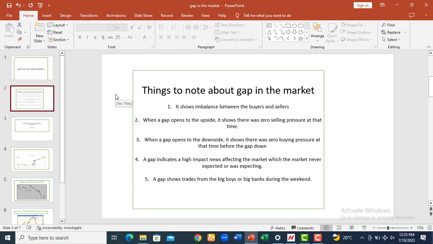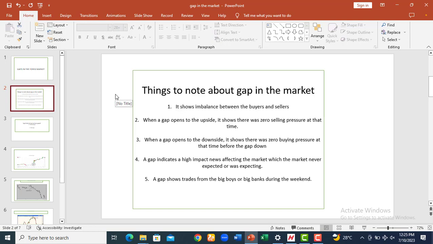Let's say the previous day the market closed properly, a good bearish candlestick. Now today the market was supposed to open at the same price it closed yesterday, but it gave a gap down. It actually shows that no buyer was interested, there was zero buying pressure at that particular time. That was why it gave a gap down.